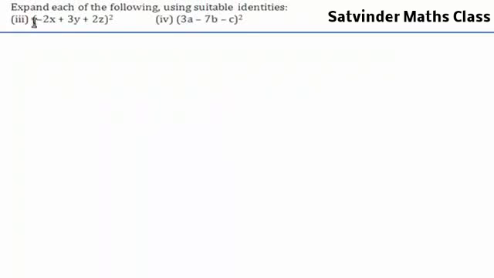In this question, you are given two polynomials. The first one is (-2x + 3y + 2z)², and the second one is (3a - 7b - c)². You need to expand each one of them using suitable identities.